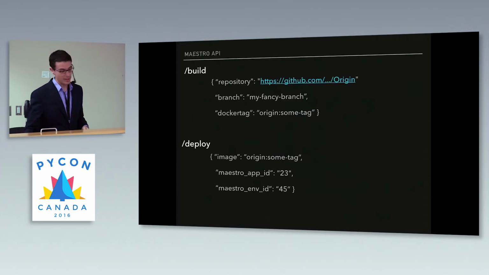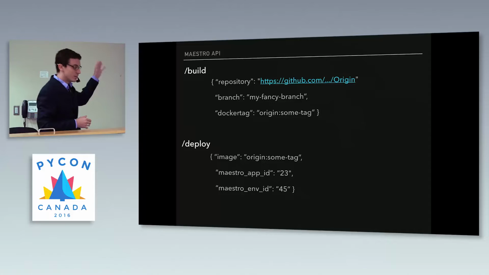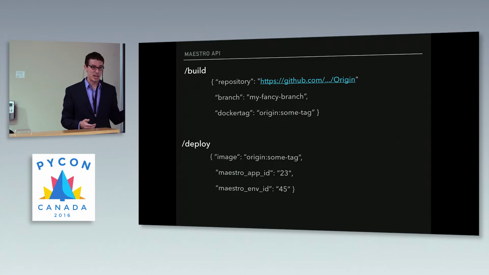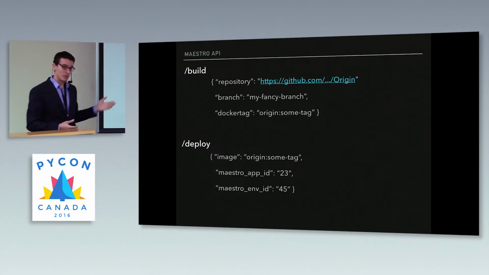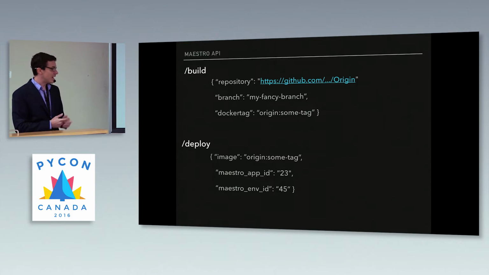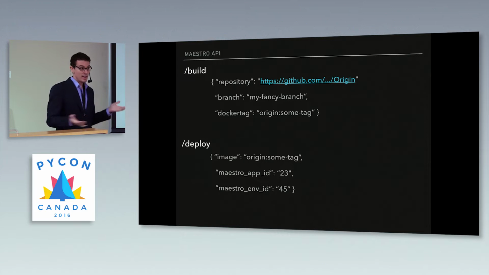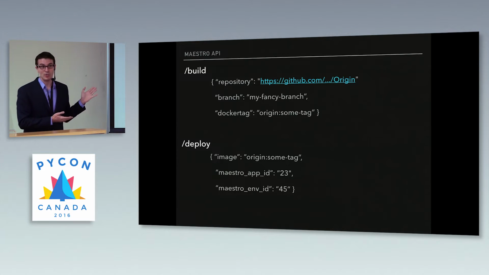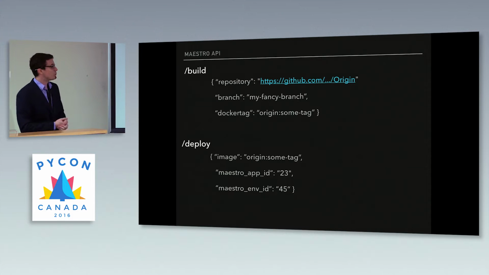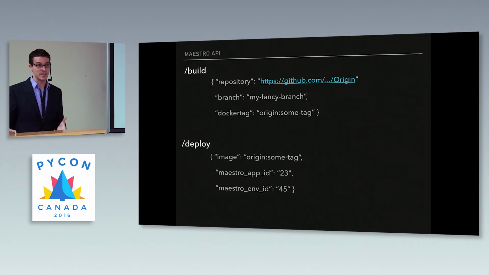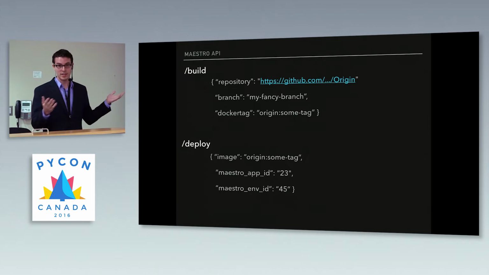So what does this API look like? Basically, it's this. There's a build endpoint, which takes a GitHub repository as part of the payload. It takes the branch you want to build, and it takes your desired Docker tag. Once you've done that, you call the deploy endpoint. You pass in that Docker tag. You give a little bit of information about where exactly you wanted to get deployed, and you're done. So this is kind of like an internal Heroku if you're used to Heroku. We point the API at a GitHub repository. It automatically builds the application that lives in that repository, and then it deploys it and is running.